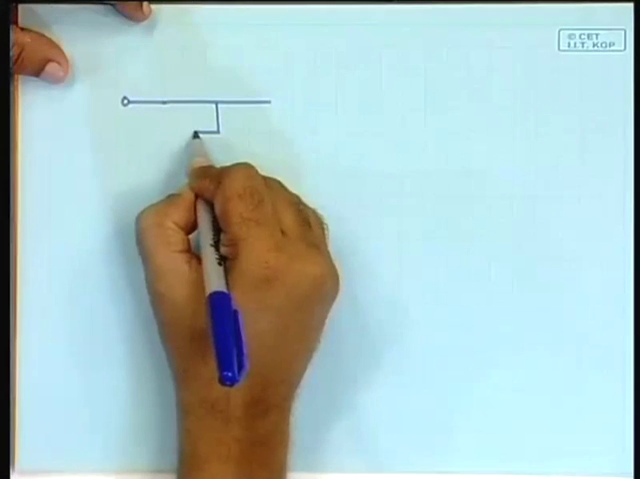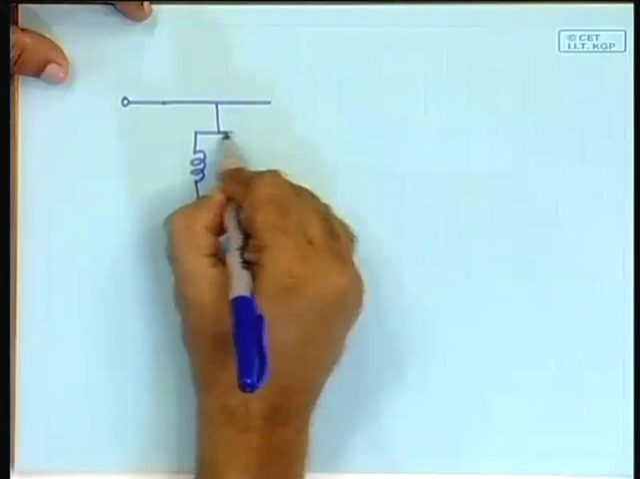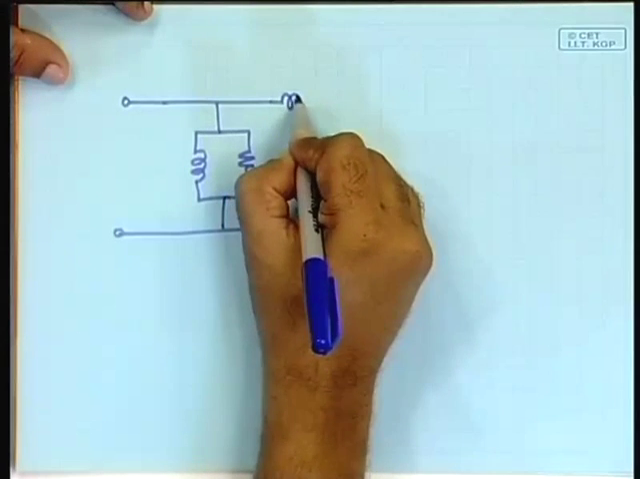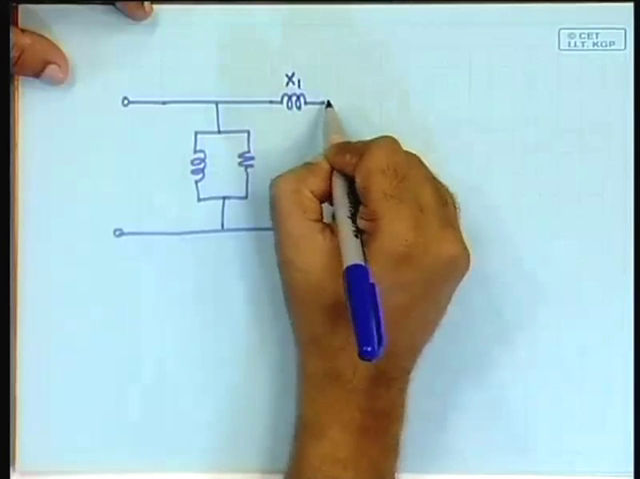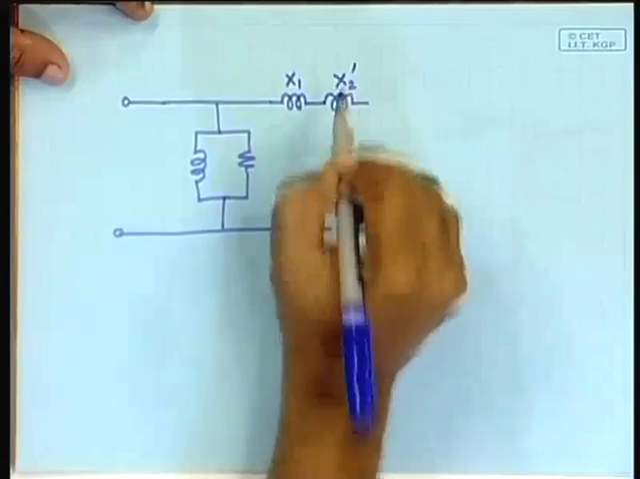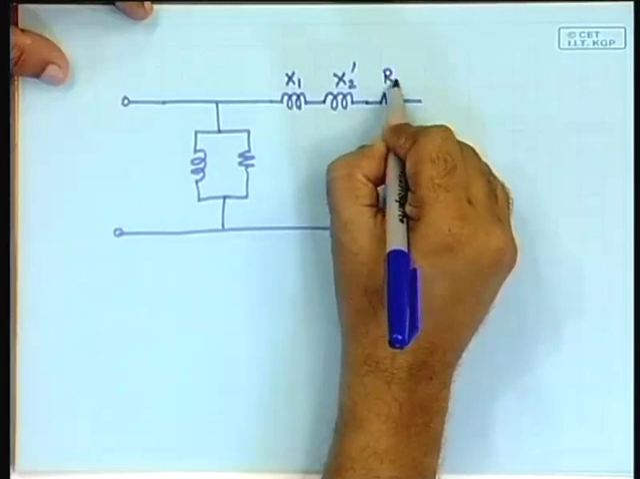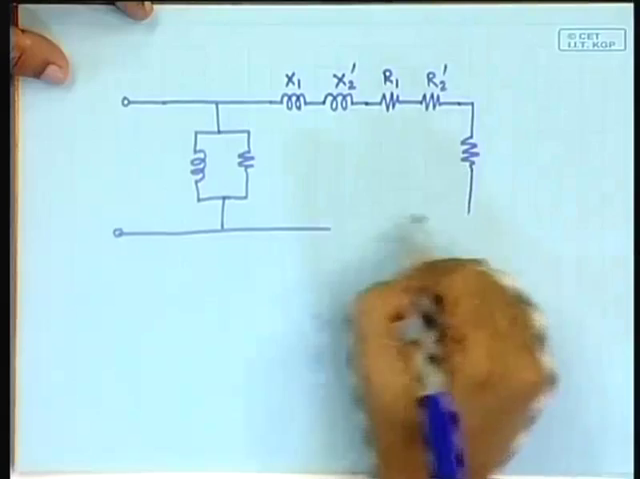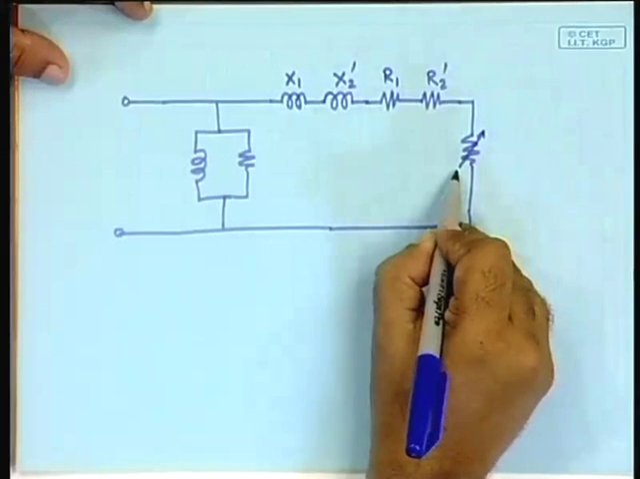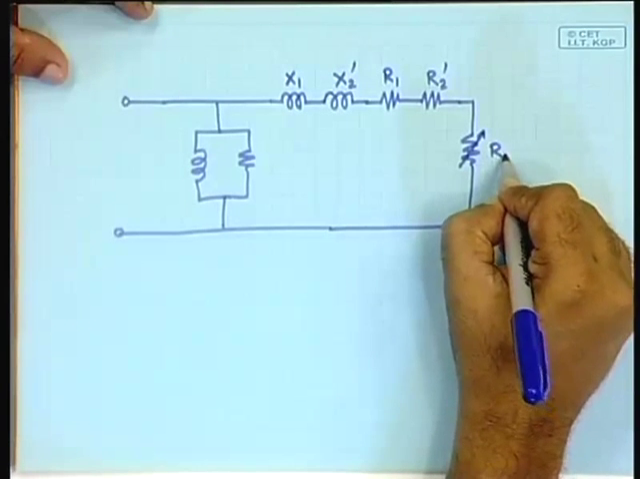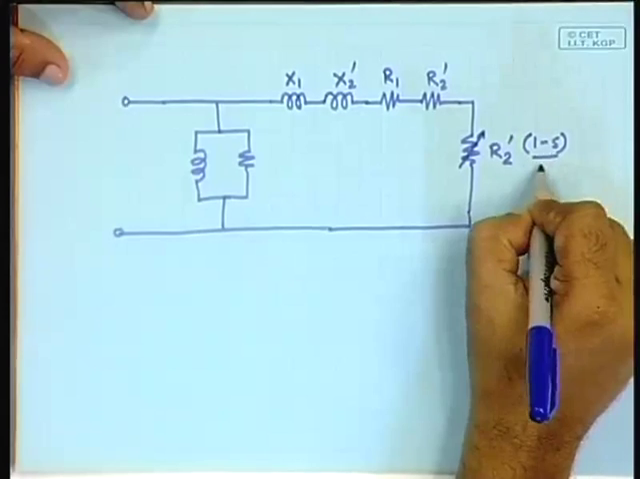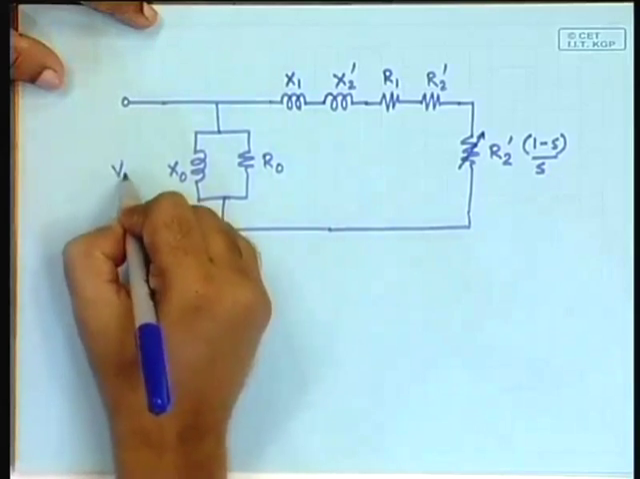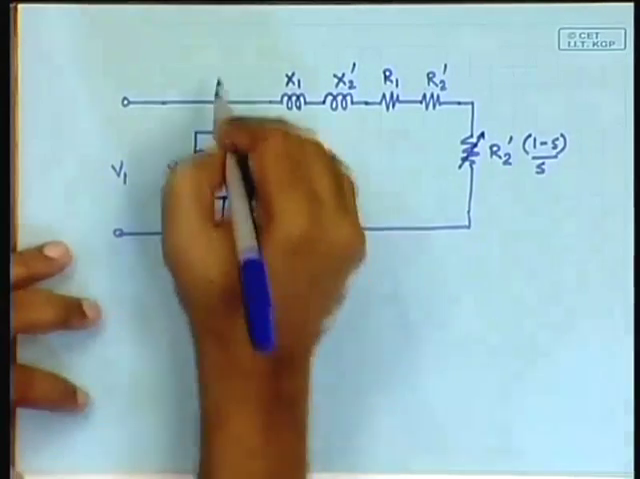then it will be first the magnetizing branch, then it will be the x 1, x 2 prime, r 1, r 2 prime, and then here there will be that. I will designate it as a variable resistance because it is a variable quantity, r 2 prime (1 minus s) by s. This is the approximate equivalent circuit.